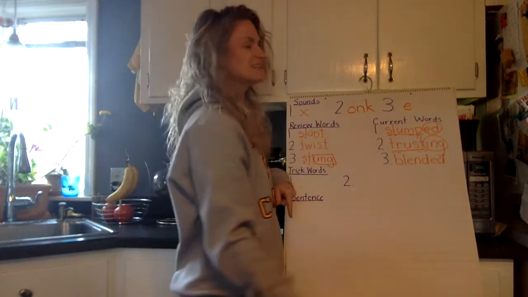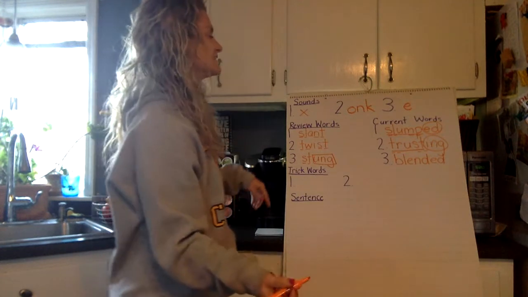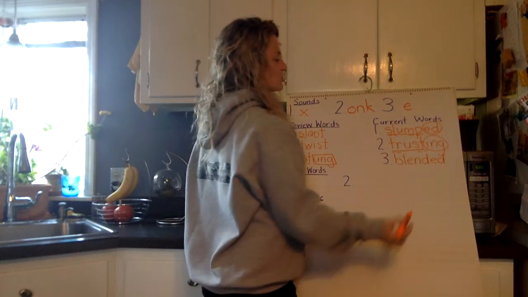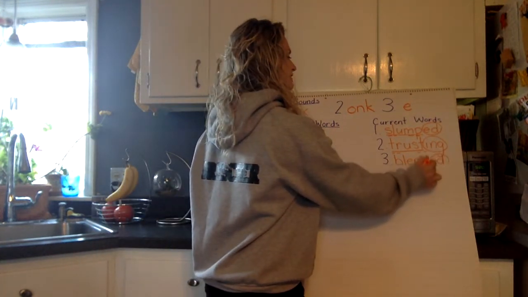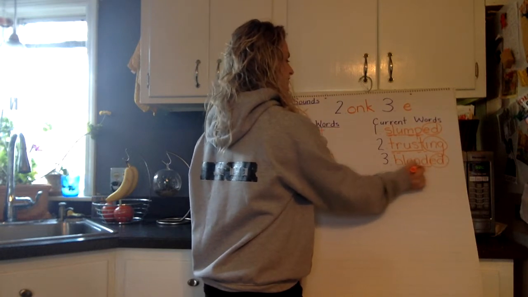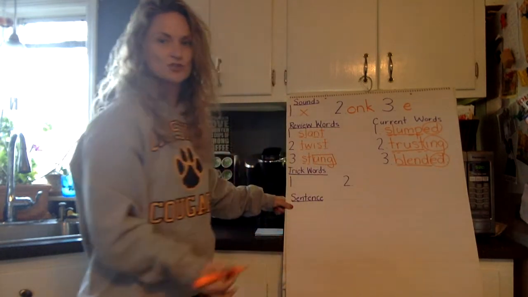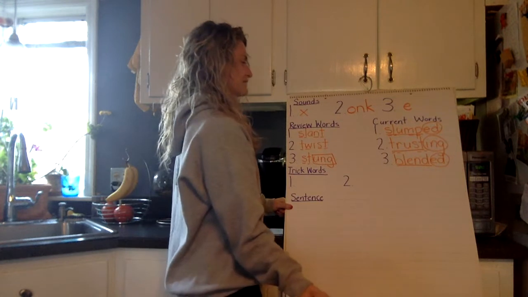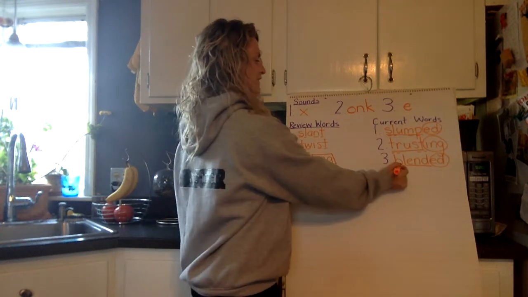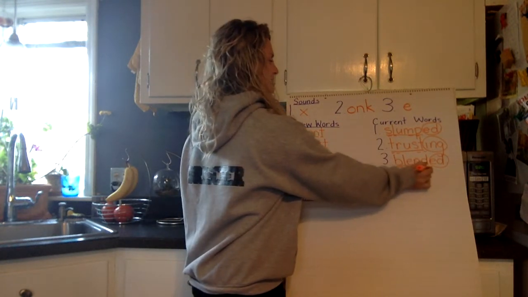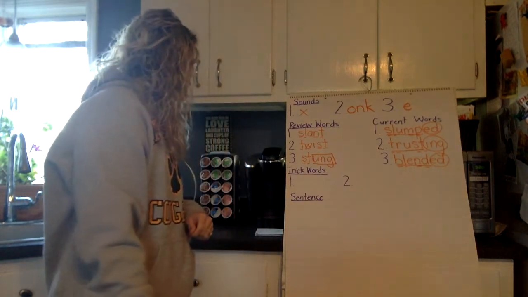In stumped, it sounded like a T. In blended, it sounds like an ID. Go ahead and circle your suffix. Underline your base word. And the word blend has 2 blends in it. Go ahead and mark your blends. That's right, B-L and N-D. Lots of blends in these words.